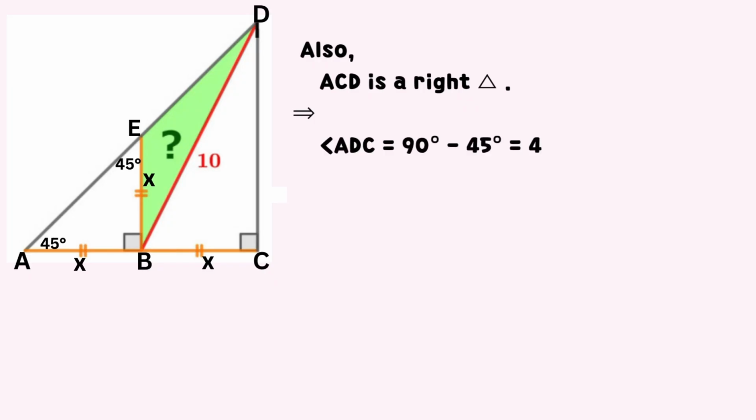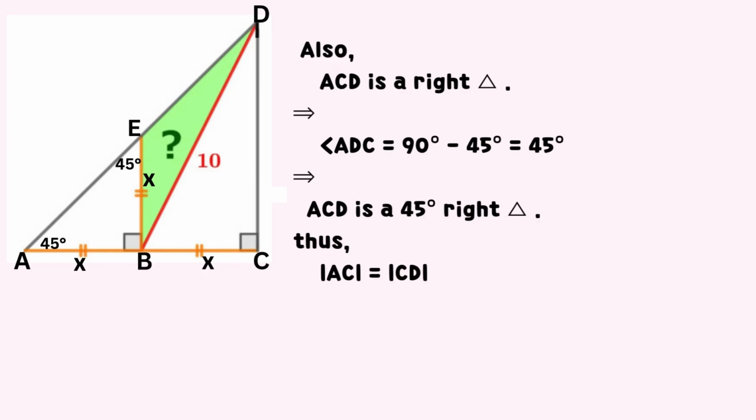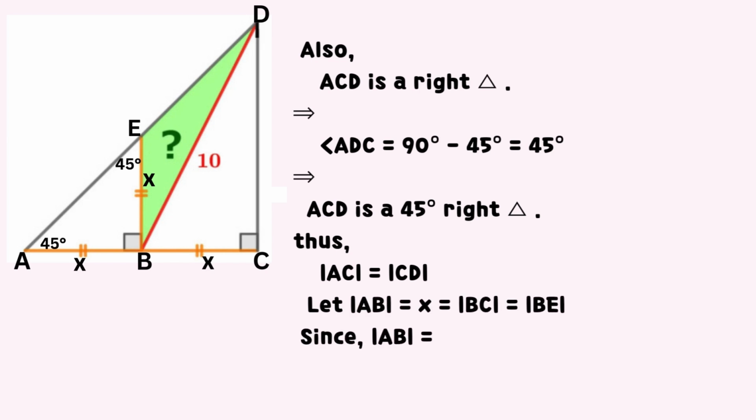Also, ACD is a right triangle. It follows that angle ADC equals 90 degrees minus 45 degrees, which equals 45 degrees. This implies that ACD is a 45 degrees right triangle. Hence, line AC equals line CD. Let line AB equal X, which equals BC, and the result equals line BE, since line AB equals line BC.